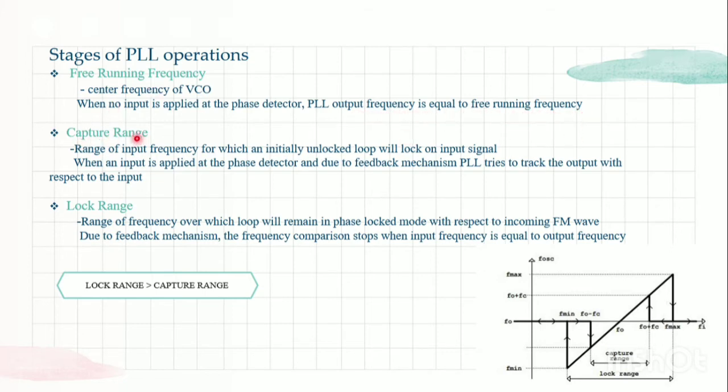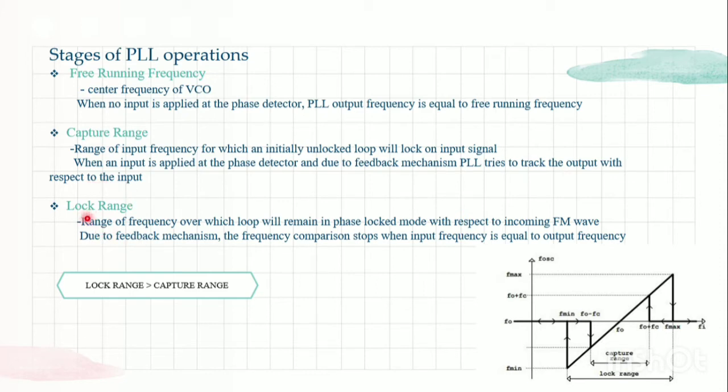Capture range: the range of input frequency for which an initially unlocked loop will lock on to the input signal. It occurs when an input signal is applied at the phase detector, and due to the feedback mechanism, the PLL tries to track the output with respect to the input.